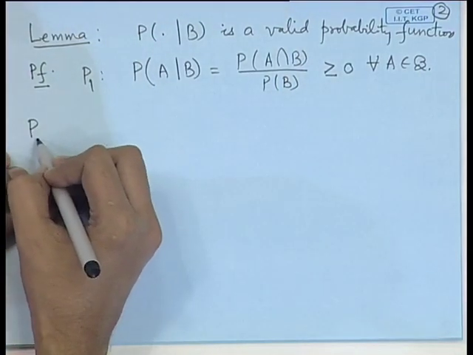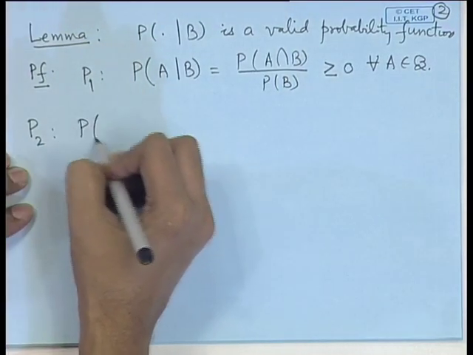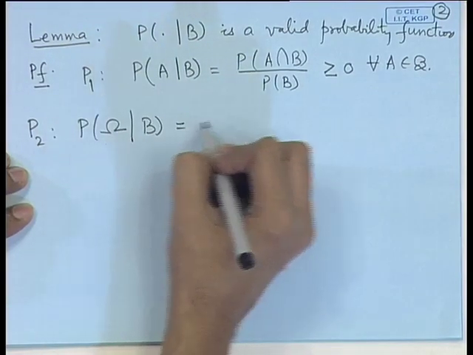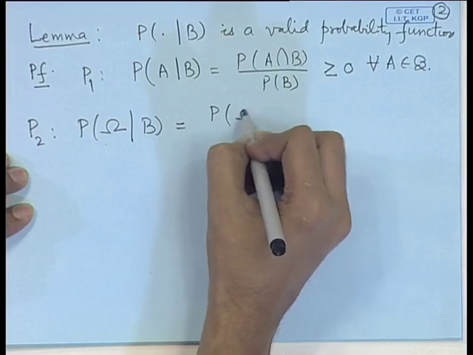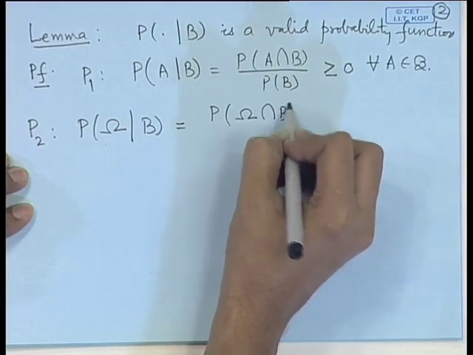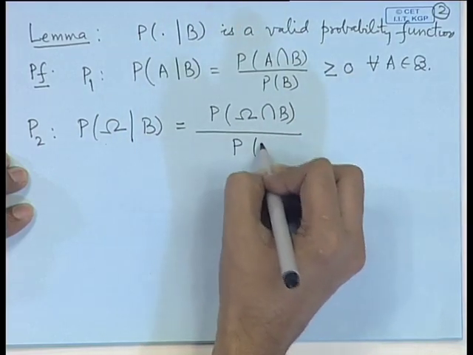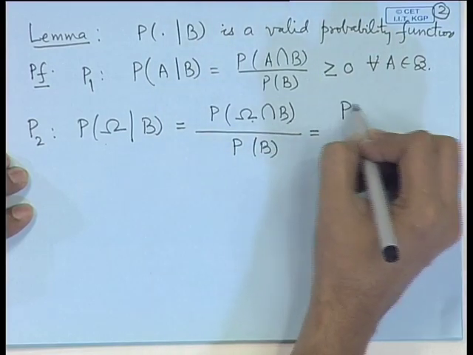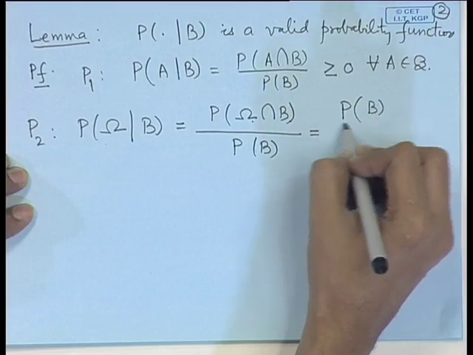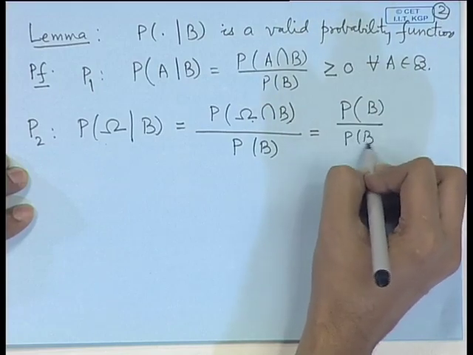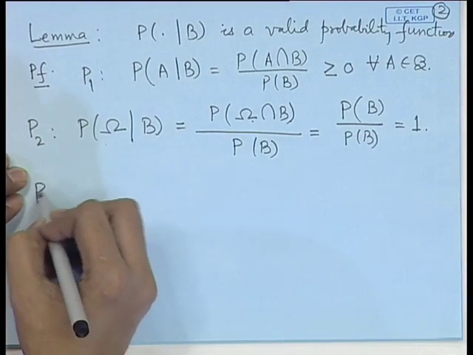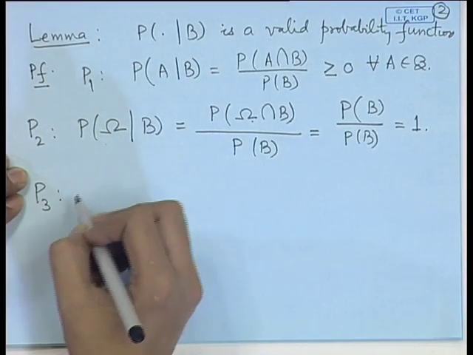Let us look at the second axiom, probability of Omega given B. This is equal to probability of Omega intersection B divided by probability of B. Now, note that B is a subset of Omega, therefore the numerator will be probability of B divided by probability of B, and therefore it is equal to 1. The third axiom is the countable additivity axiom.